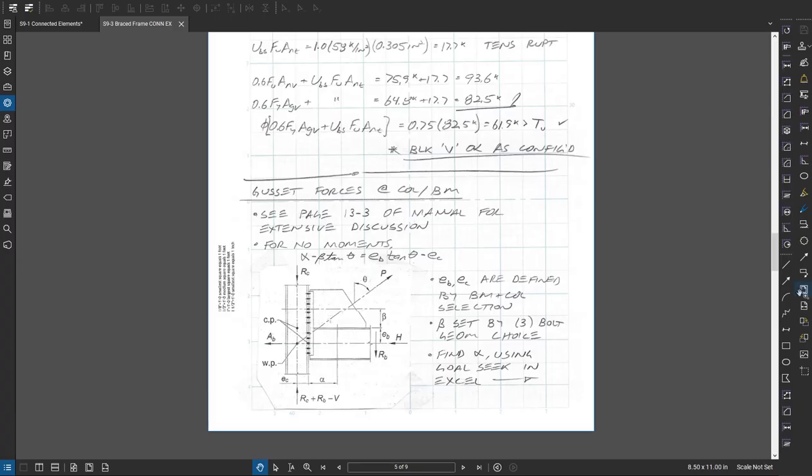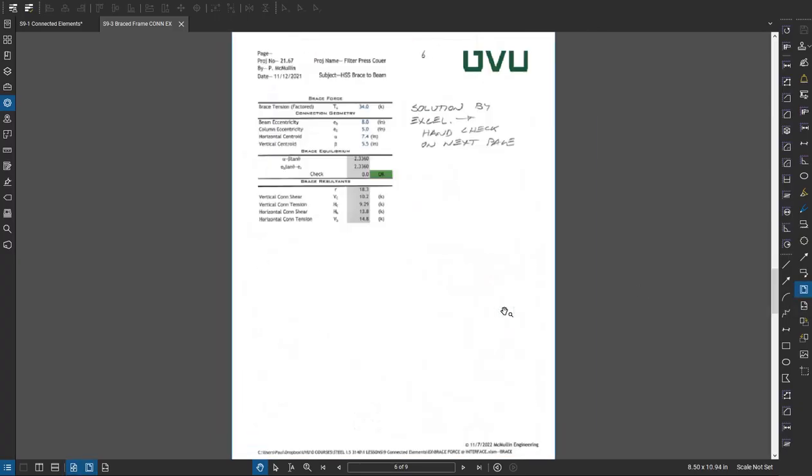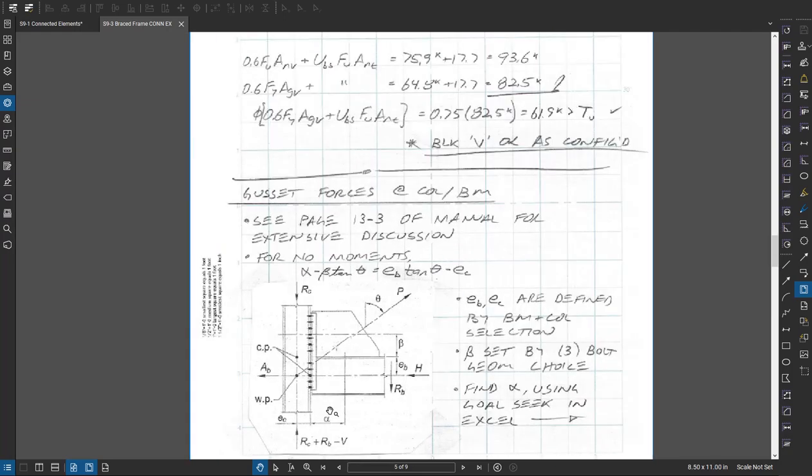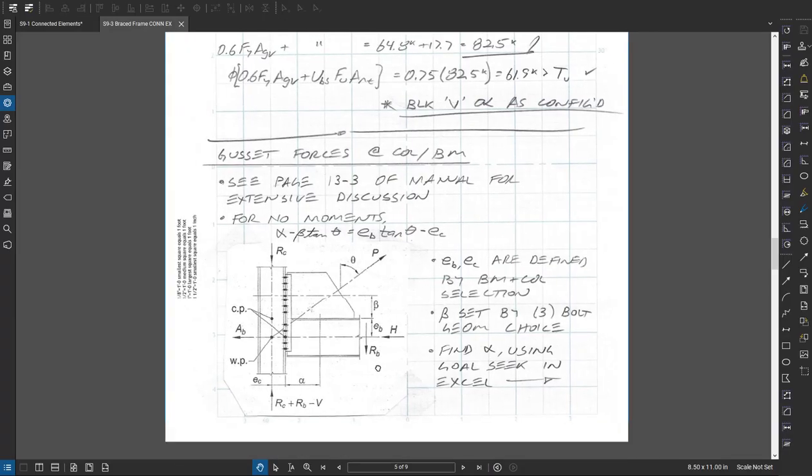Anyway, on the next page, the crux of all of this is that if I take these two sides of the equation and they're equal, there will be no moment in this connection, and that's good. A lot of structural engineers see that as important. I think it's less important because a lot of times those moments aren't all that big.